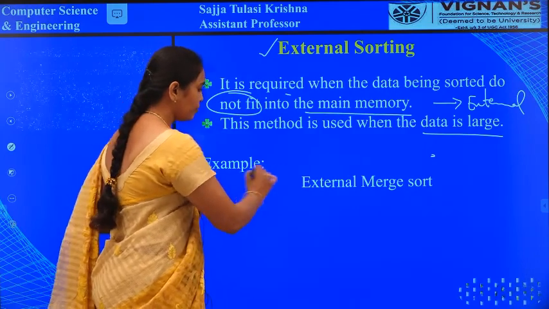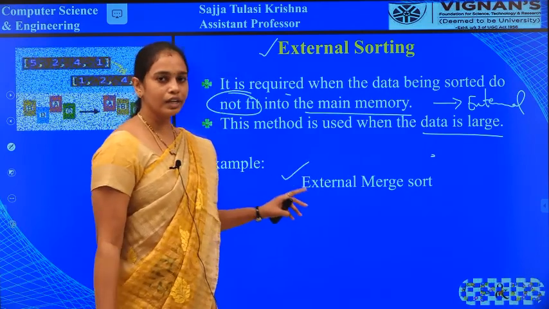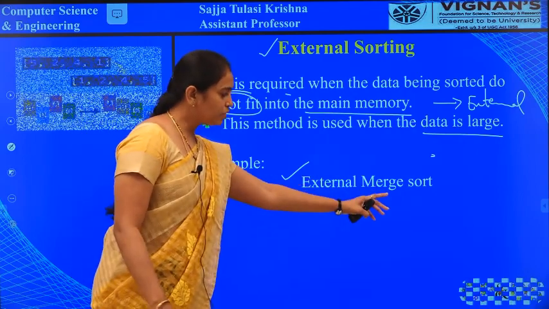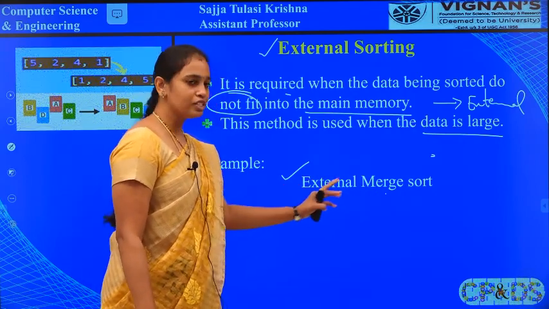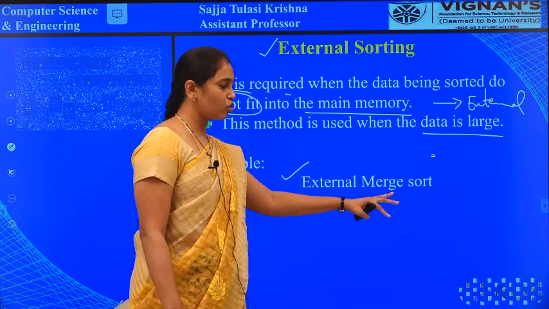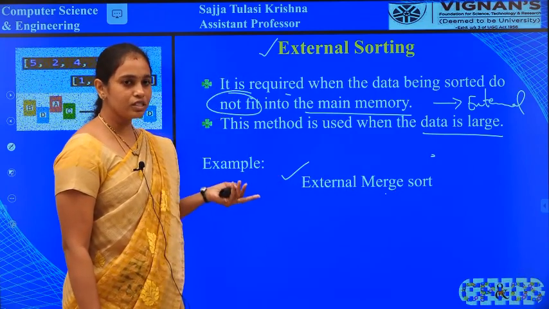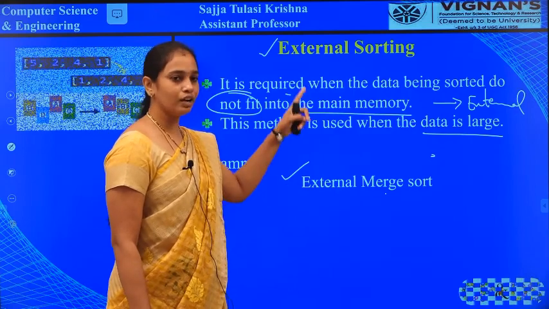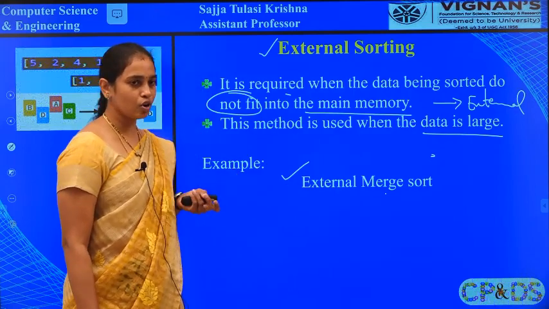The example for external sort is external merge sort. So we already have two types of merge sort, internal merge sort and external merge sort. Internal merge sort is done with internal sorting. External merge sort is done with external sorting.